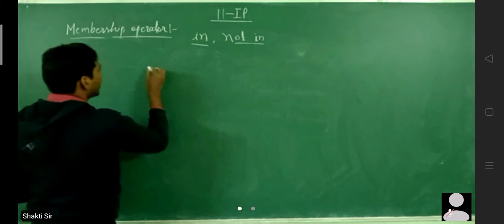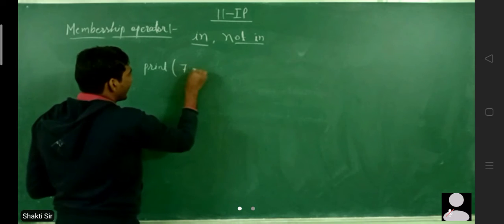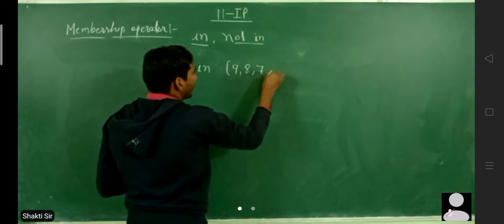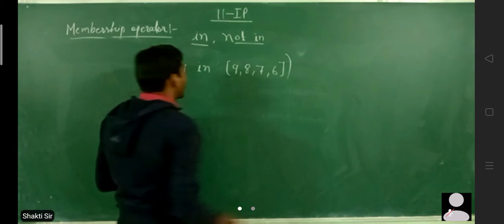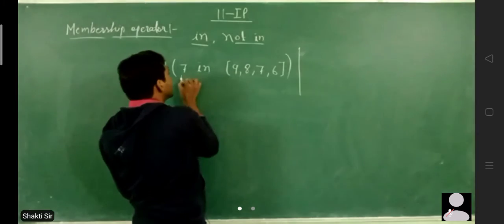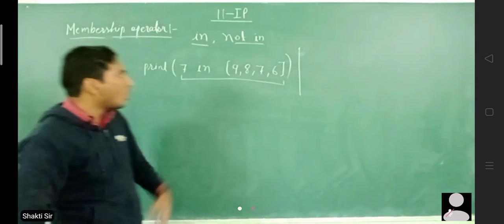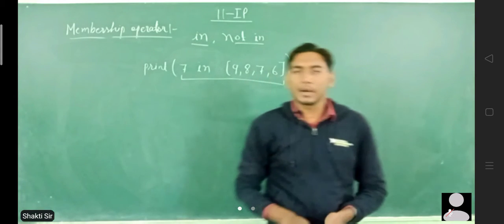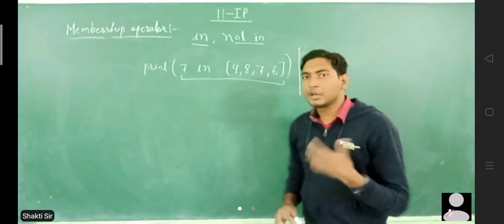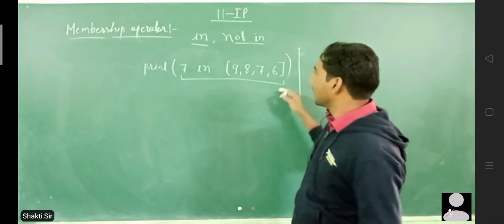Suppose I write print 7 in 9, 8, 7, 6, and then what is the output? So basically this is checking. You can just remember this: whenever we use the in and not in operators, the output will be a boolean. So the output will be either true or false. Okay, because this is the statement 7 in 9876, so we have to check.